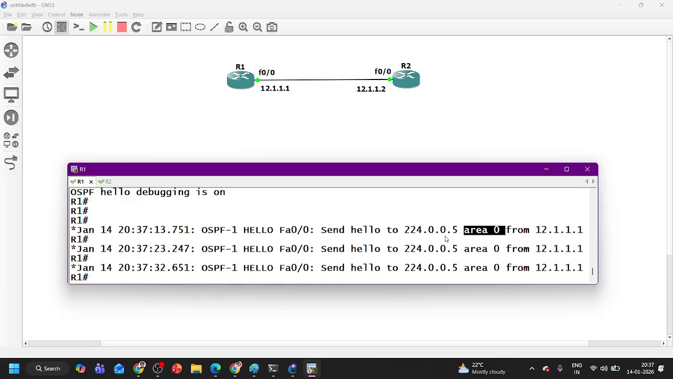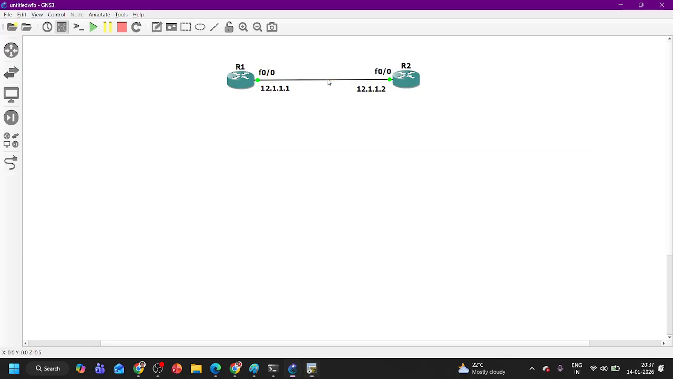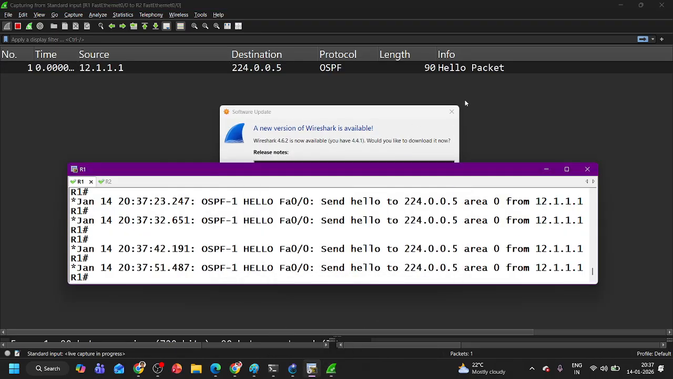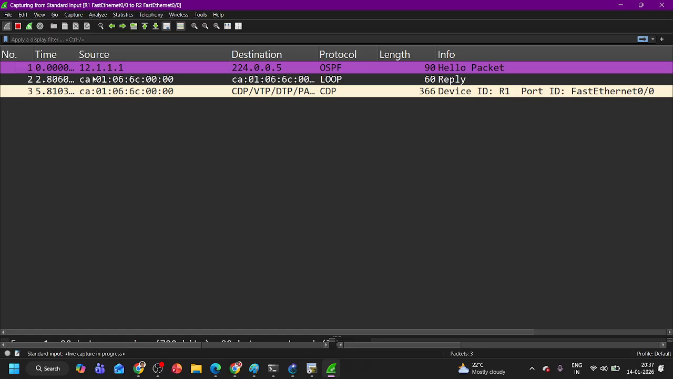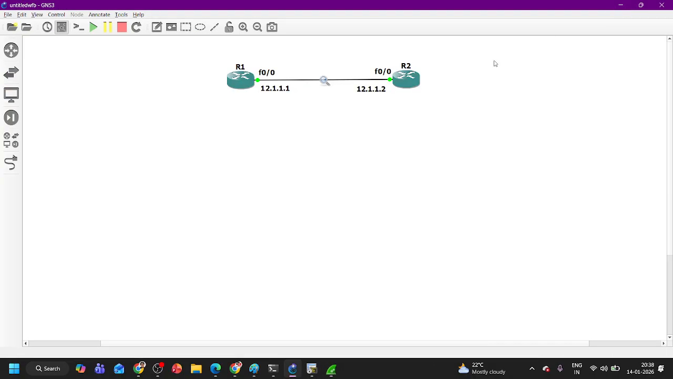If you want to see all the fields of the hello message, you can capture this link very easily through Wireshark. You can see what the contents of the hello message are. Let me capture it and show you the basic contents of the hello message first. Here you can see the hello message of Router 1, source IP 12.1.1.1, destination IP the multicast address.